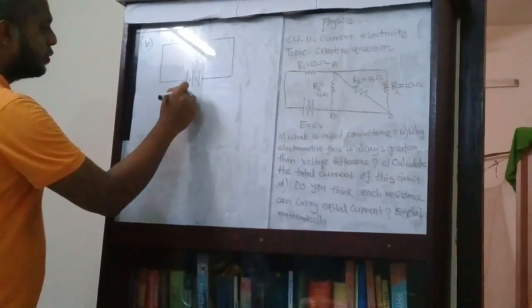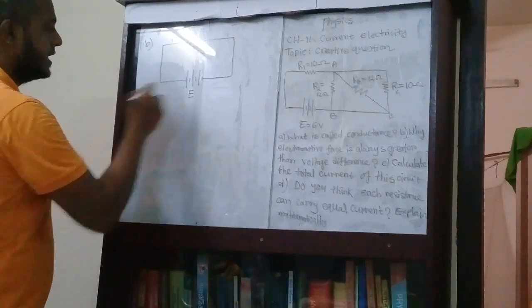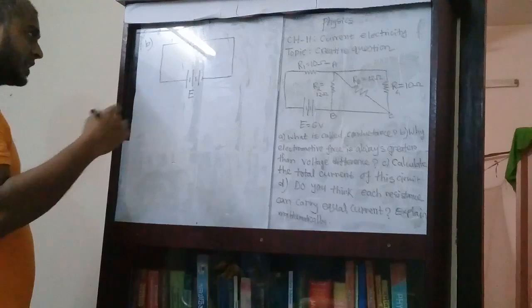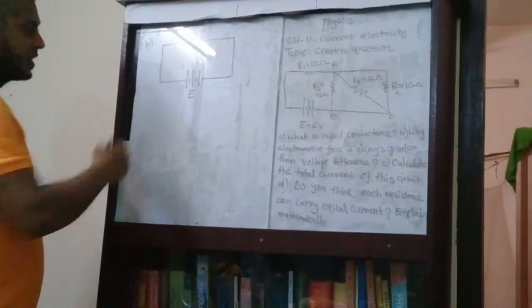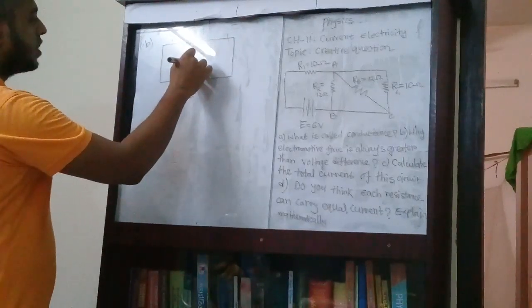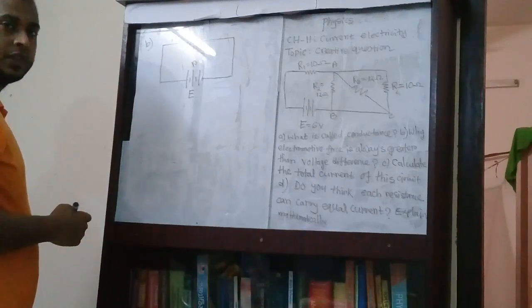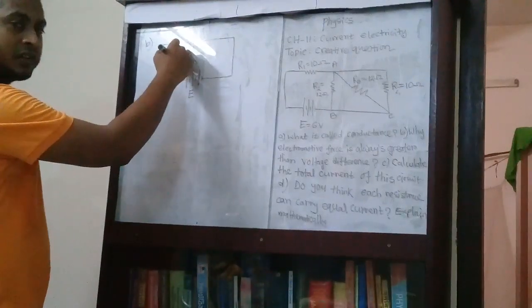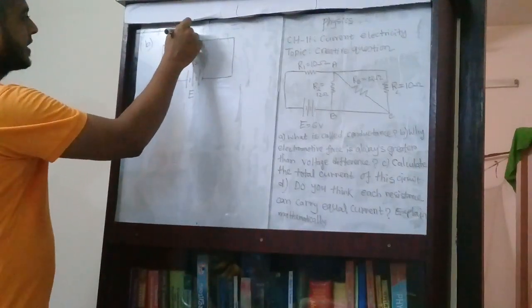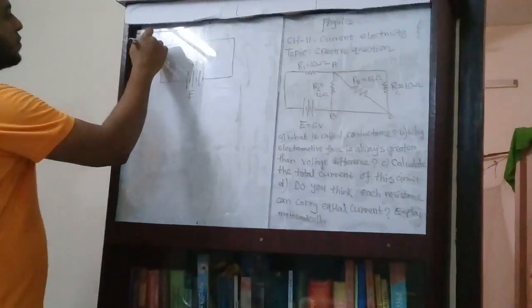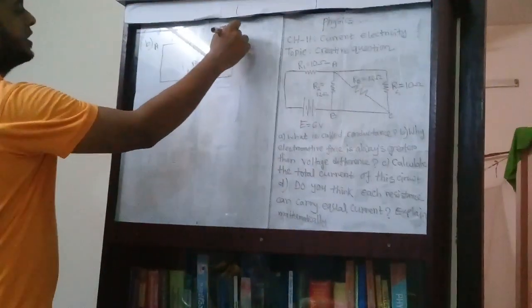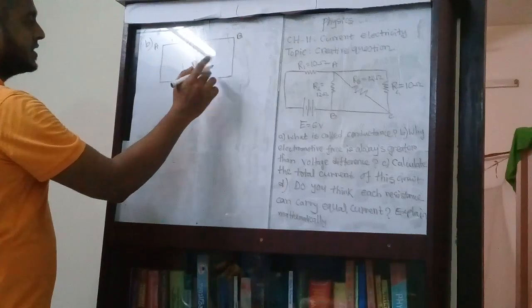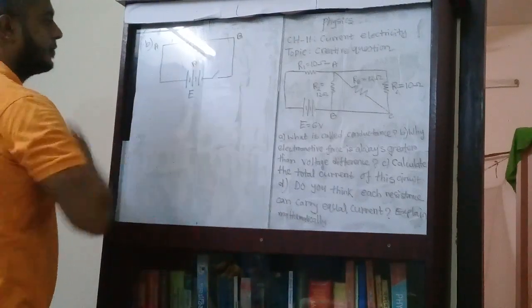Say the electromotive force of this circuit is E. This circuit has an internal resistance, and the value of that internal resistance is small r, and the value of this external resistance is capital R. This point is point A, and this point is point B, and this is an electric switch.